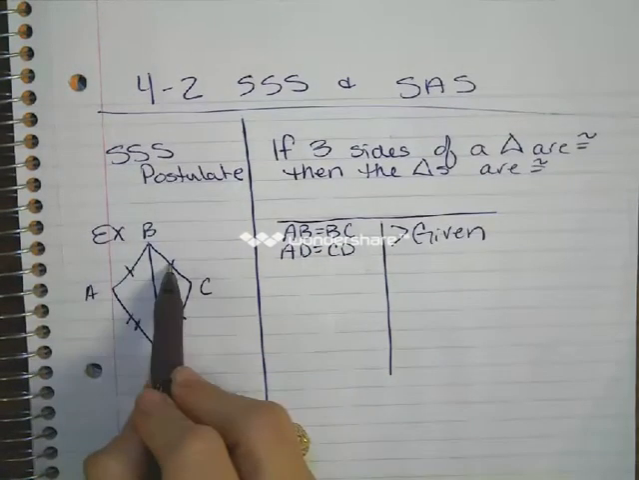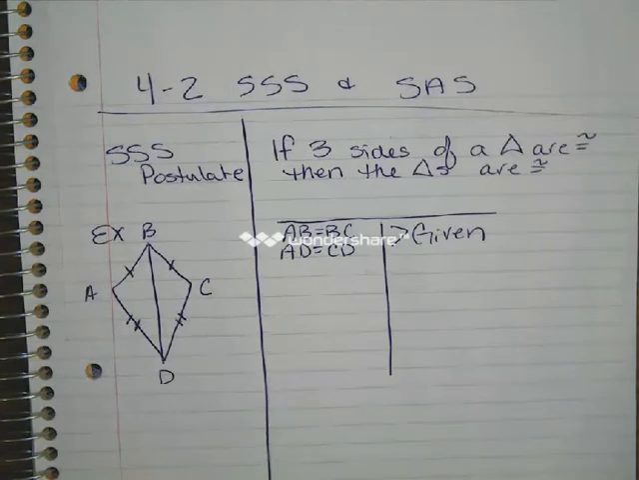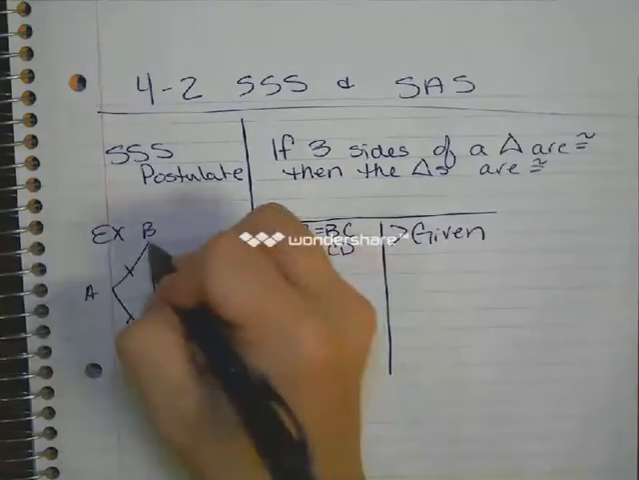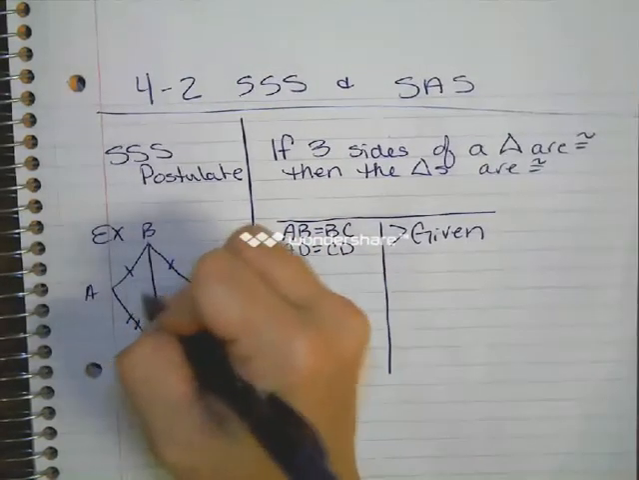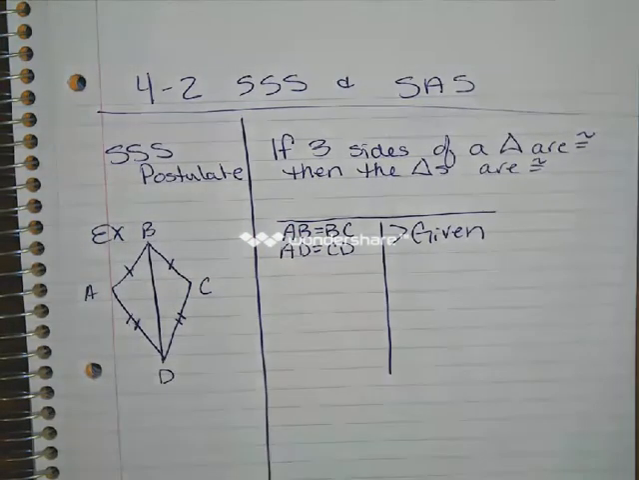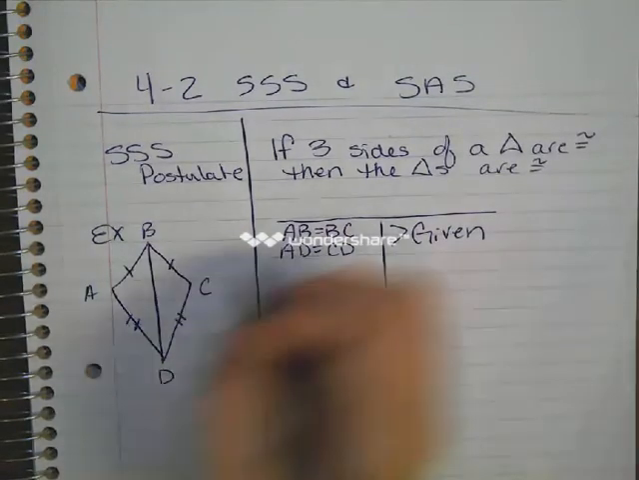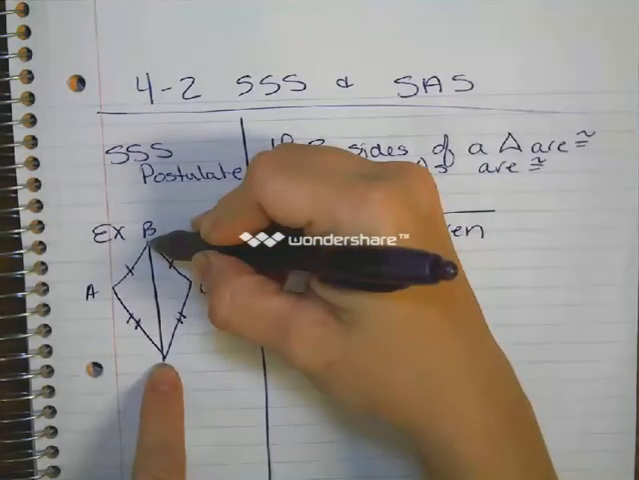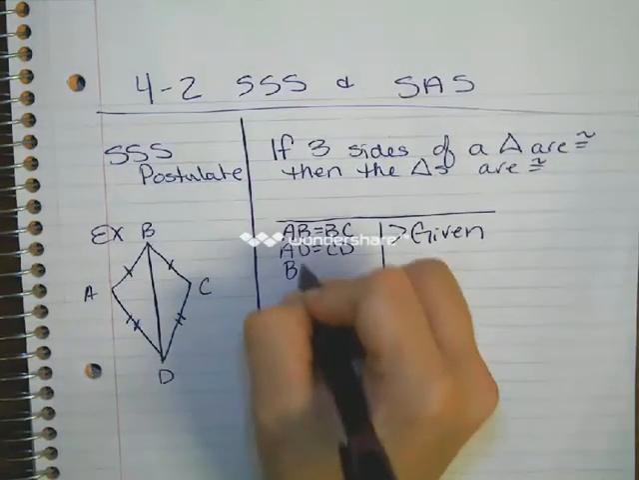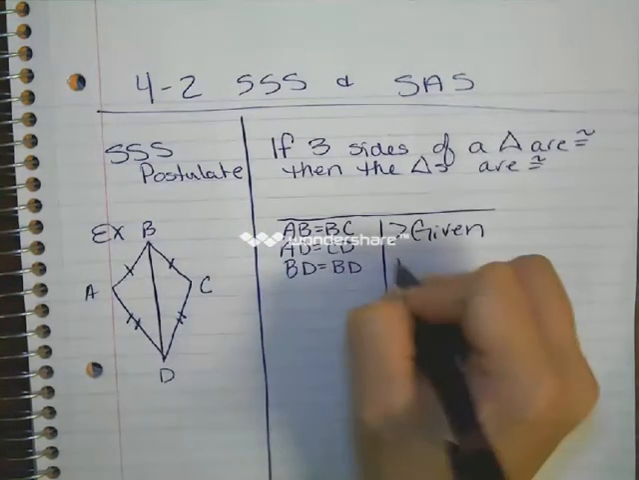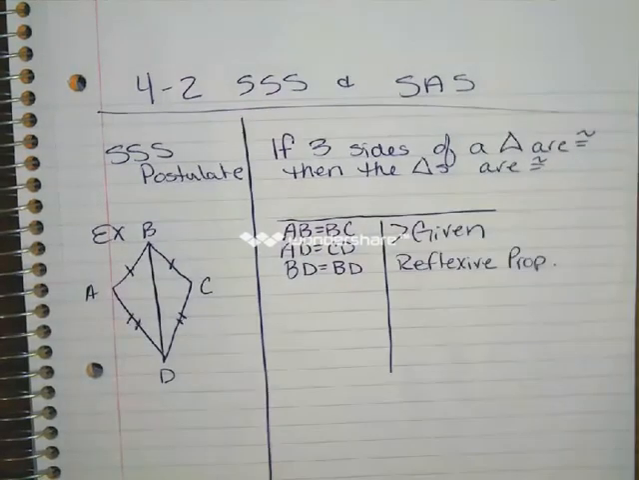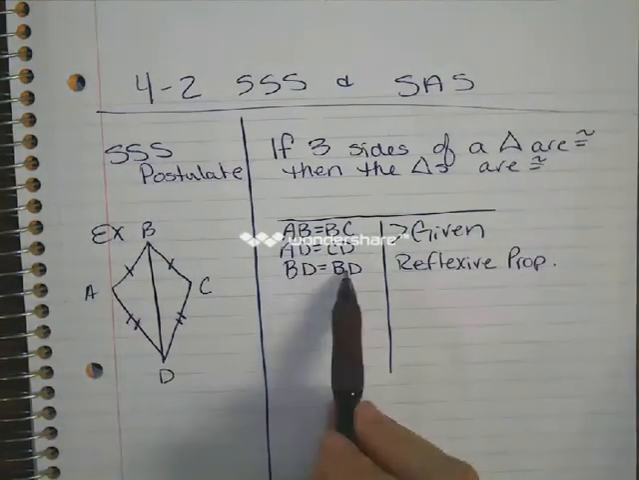We need one more side. I'm going to introduce a new property in this proof. BD is a side for this triangle, and it's a side for that triangle. Do you agree that anything should be congruent to itself? Yes, that's called the reflexive property. So anytime you have 2 triangles that share a side, then you're going to do BD is equal to BD, and that's going to be called the reflexive property. So anytime you're looking at a proof and this is the same thing as that, it's going to be the reflexive property.